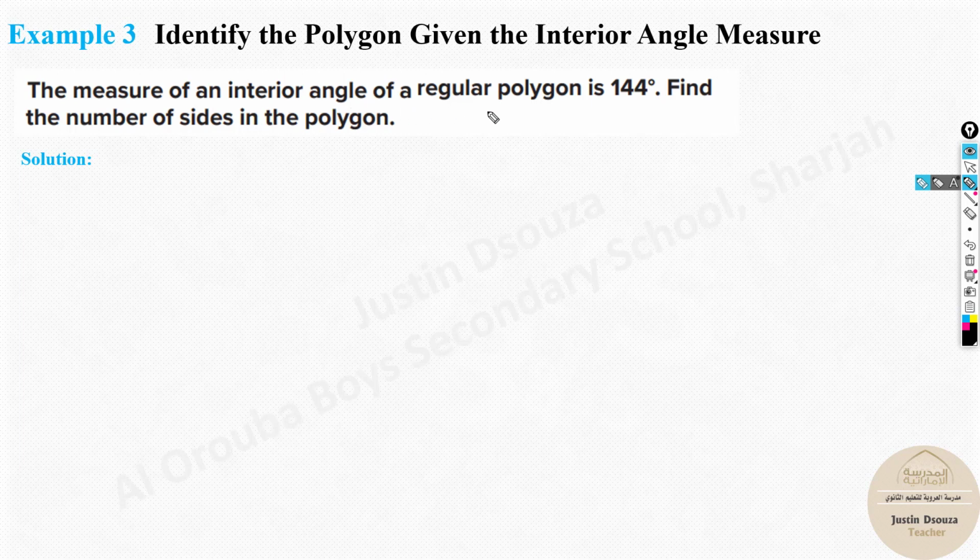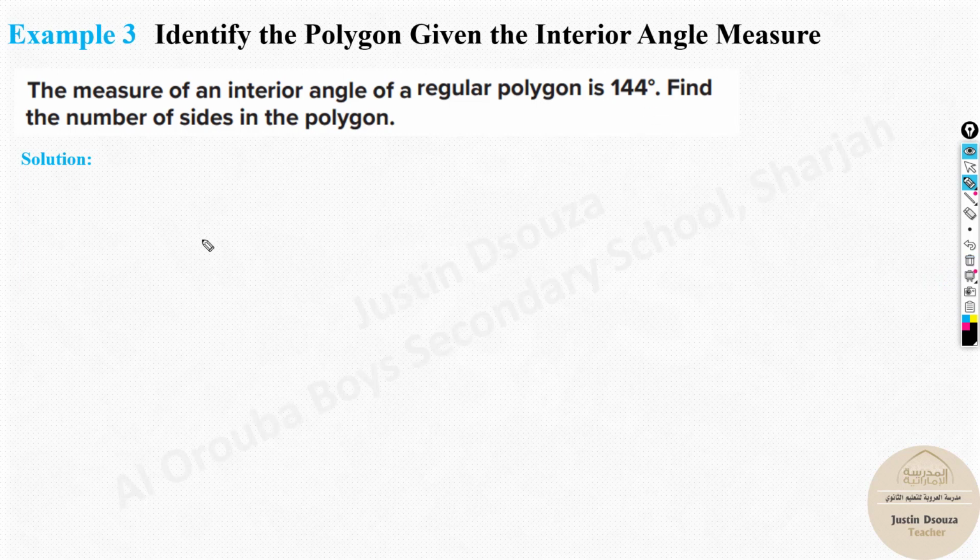The measure of an interior angle of a regular polygon is 144 degrees. Find the number of sides. Okay, now it's a little bit confusing. It's the other way around. They have told us one of the angles of a regular polygon, we don't know the sides, is 144 degrees, and it's regular. That means all the sides, however many it is, have the same angle. It's only 144 at every vertex. We need to find the number of sides.